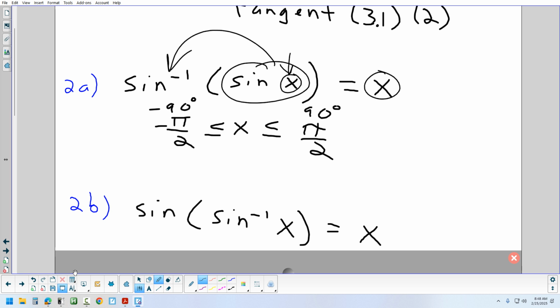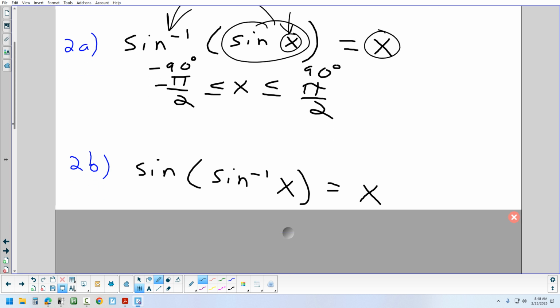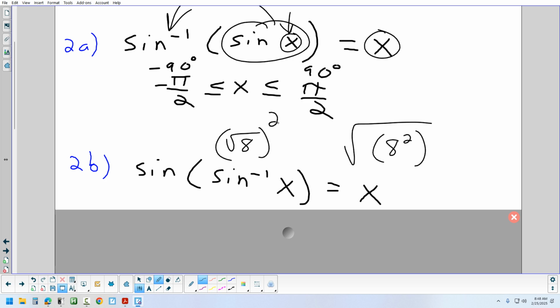Okay, formula 2b. What's the difference? If you look quickly, they look the same. But what's flipped? The inverse sine and the sine. Right. This time we're taking the sine of the inverse sine. So what's the difference? Well, it's kind of like me saying to take 8 squared and then take the square root of it, or take the square root of 8 and square it. Those are different order of operations. These come out the same. If you take the square root of 8 and square it, or you take 8 squared and square root it, they come out the same.